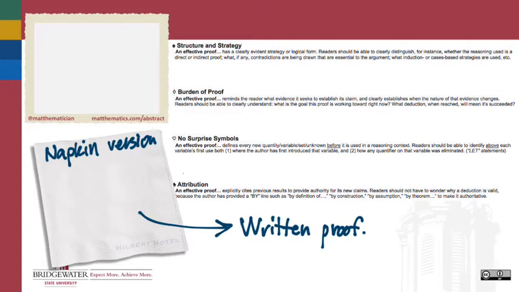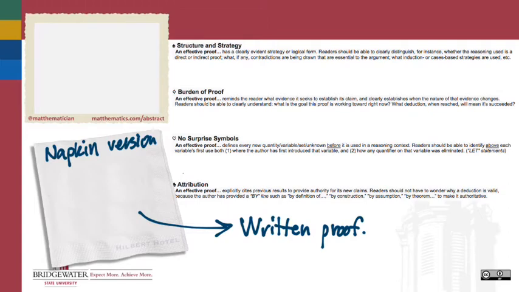And the four things I'm going to ask us together to look at in these proofs are, first of all, the structure and strategy. So Spade's group, this is the one you're going to be looking at. If I'm reading an effective proof, I should be able to understand what is the strategy of proof that's being used here. I should be able to identify, is this a direct proof? Is it an indirect proof? Is it a contradiction proof? If it is a contradiction, where is the contradiction? What is it contradicting? If it's an induction argument, what is the nature of the induction? If it's an argument by cases, where are the cases?